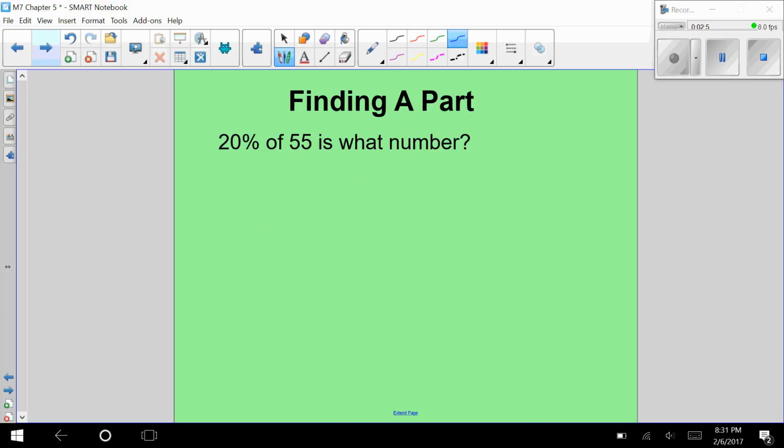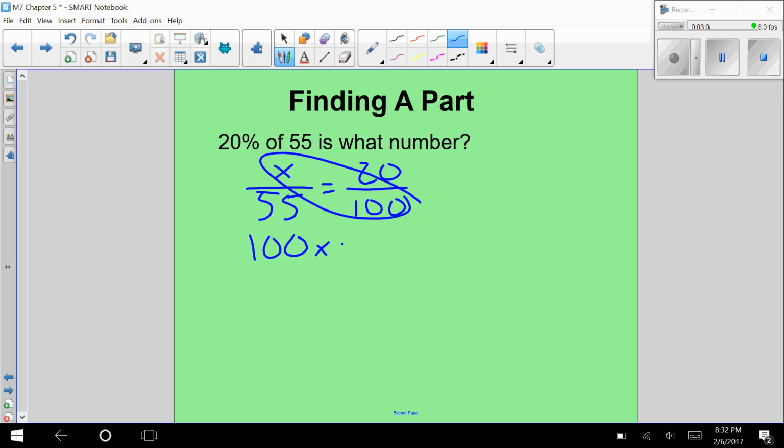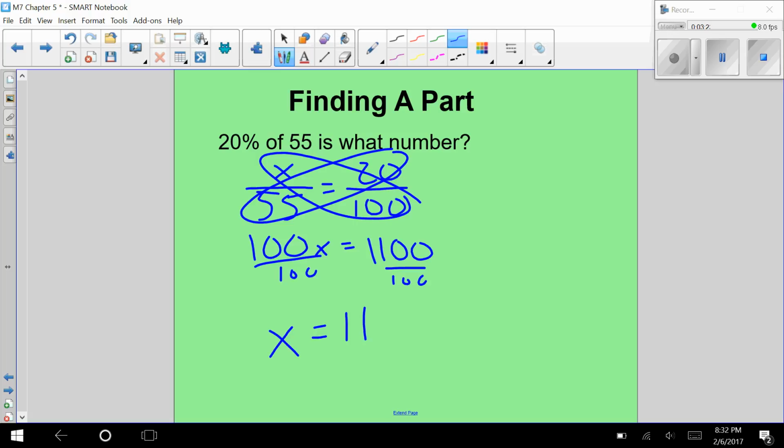Now we're going to find a part. 20% of 55 is what number? Well, of 55, so 55 goes in the bottom. 20% goes over 100. So our x goes on the top here. We're going to cross multiply again. 100 times x is 100x equals 20 times 55, which is 1,100. Divide by 100, and x equals 11. Remember, this is a number, so it's not a percent. So just x equals 11.